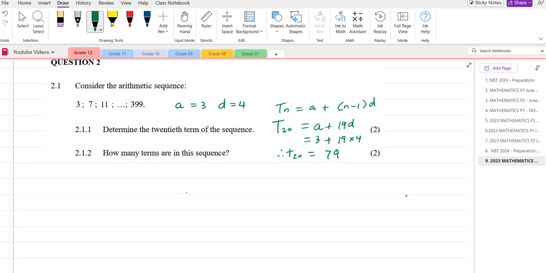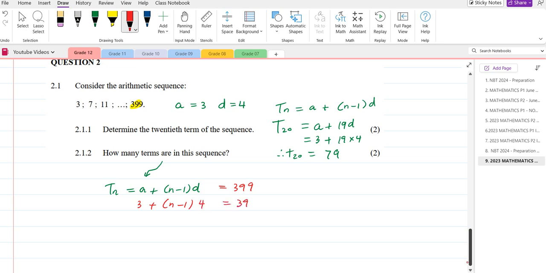Now how many terms are in this sequence? Obviously we need to find the Tn formula. So Tn is equal to a plus n minus 1 times d, and we need to equate it to the last term, so we know how many terms are in the sequence, which is 399. So a is 3 plus n minus 1, d is 4, is equal to 399. Now we're going to take 399, we don't have to open up this whole thing. We're going to take 399 minus the 3, so we get 396. That's n minus 1 times 4.